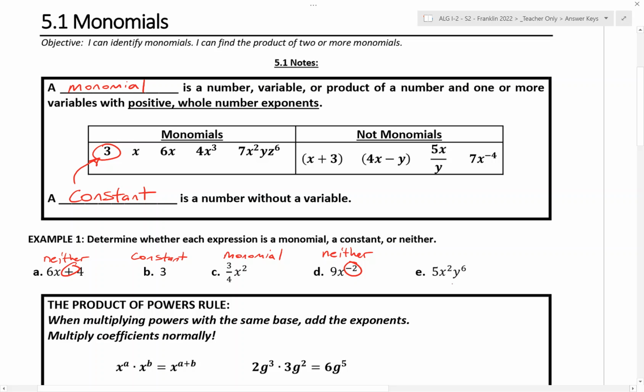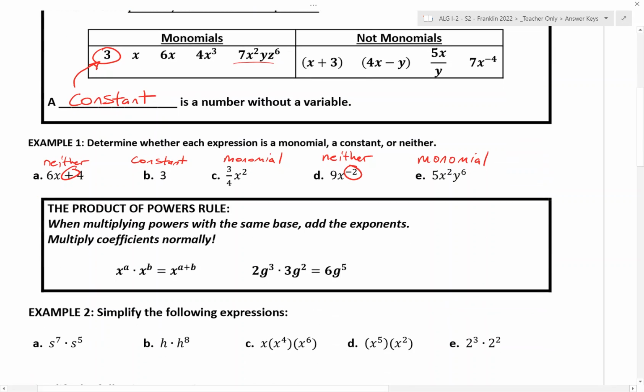5x squared y to the 6th. Well, this is fine. Just like this one up here, this is a monomial, which again just means a single term that is made up of a number, variable, or product of a number and one or more variables that have positive whole number exponents. So that's the quick version of how to identify what is a monomial.